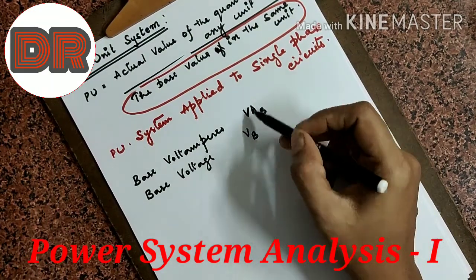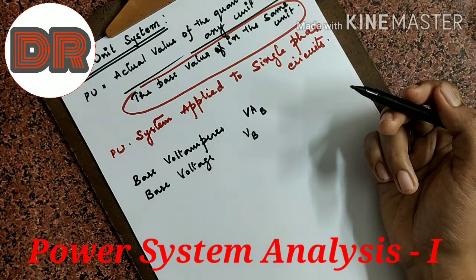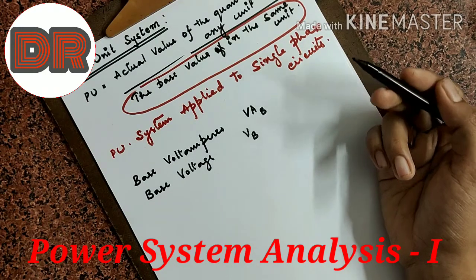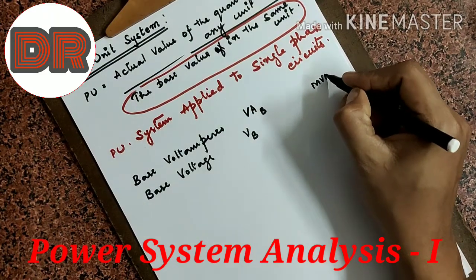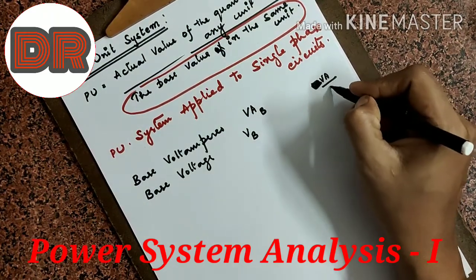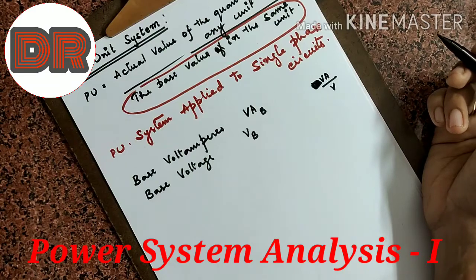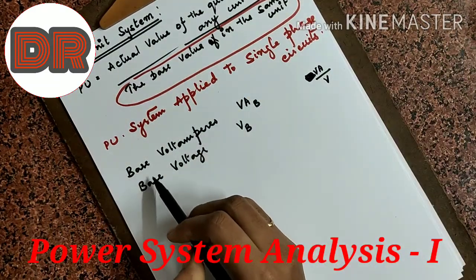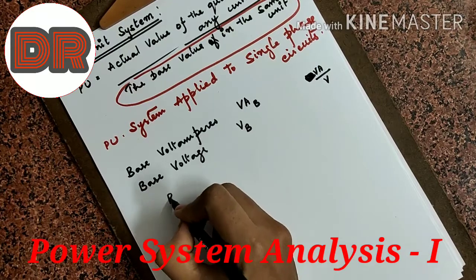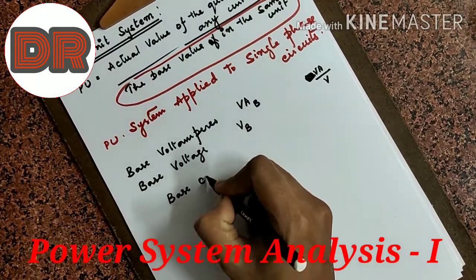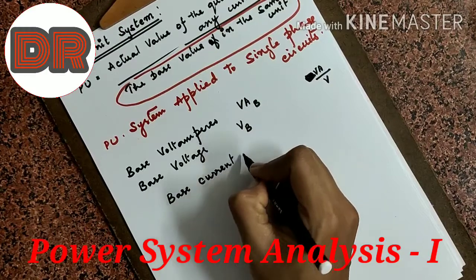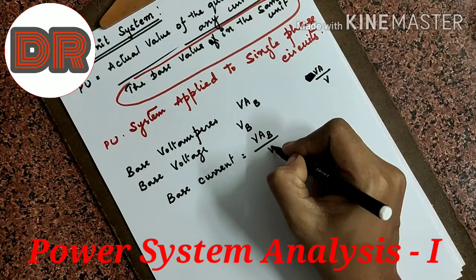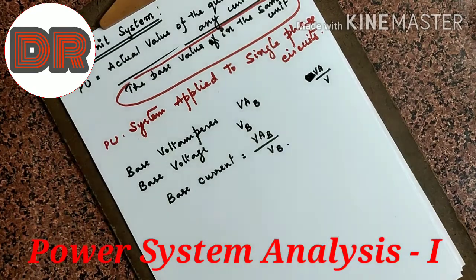So now if you know these two parameters, how to calculate current? We know that MVA divided by voltage gives you the current. So VA divided by voltage is nothing but amperes. So you can easily calculate current. Since these two are base parameters which I have assumed, the base current can be easily found out. So base current is equal to VA base divided by V base. This gives me the base current.